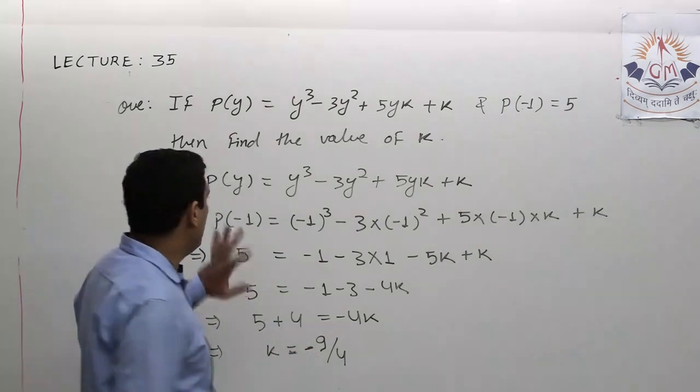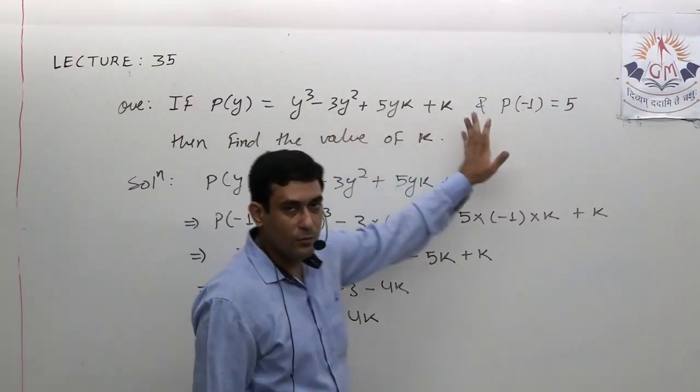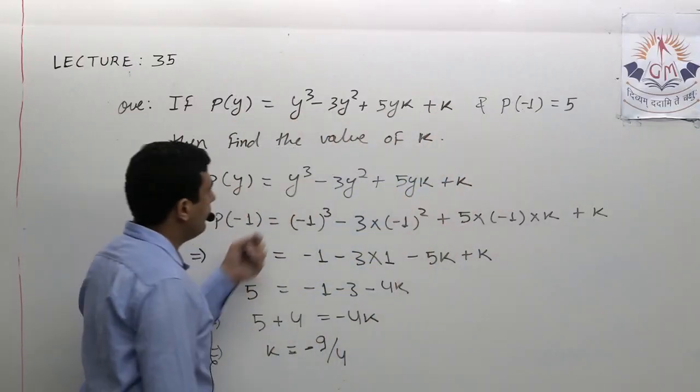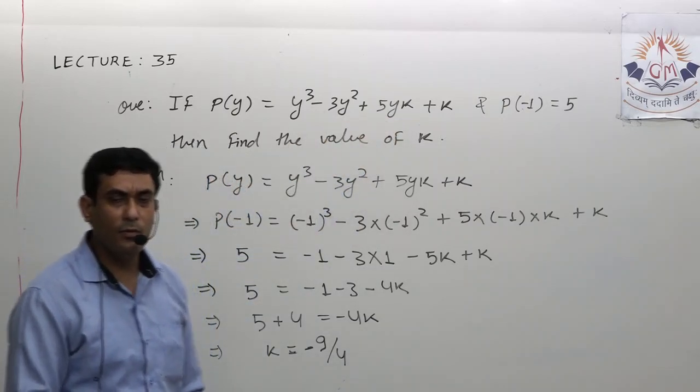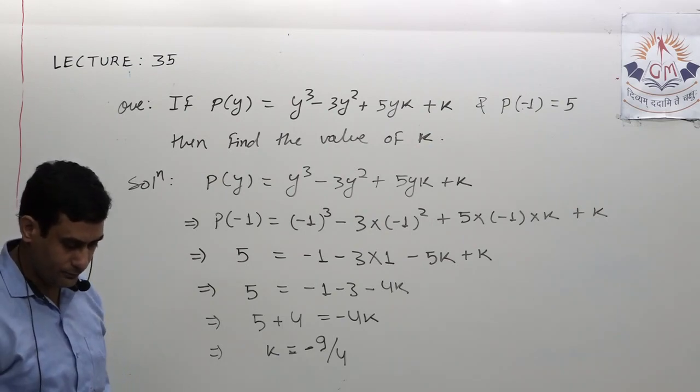Okay, so it's very simple. Two conditions will be given to you, and they will ask you to get the value of one unknown. Over here it is k. So please note it down, then we come to the next question.